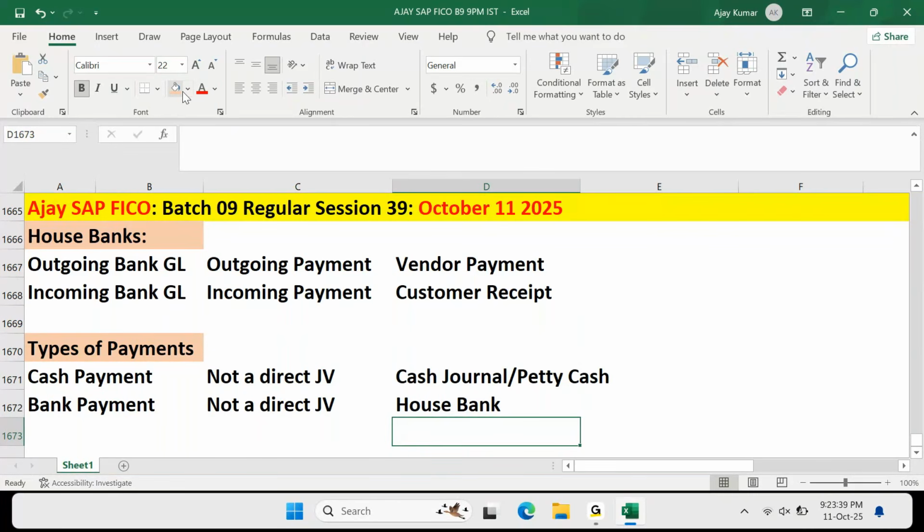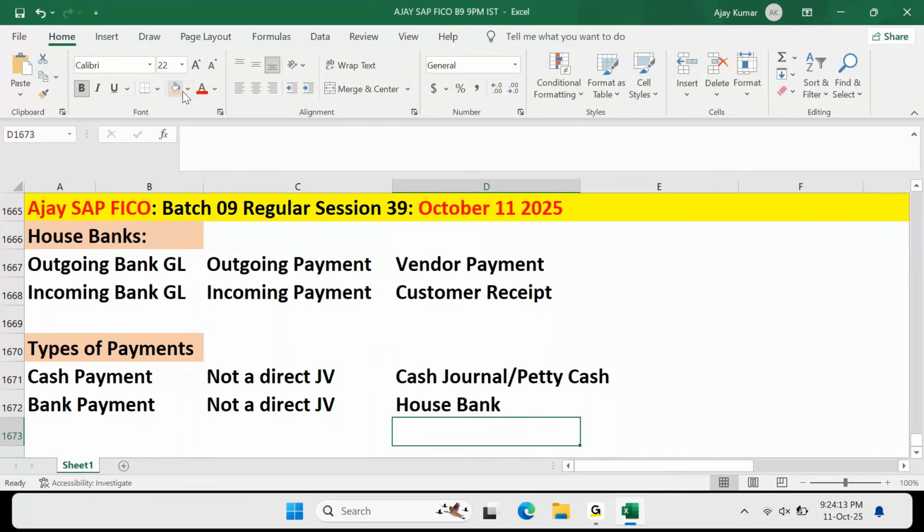The system will not stop you doing anything. You are free to do whatever you want in the SAP system, but you should know how exactly you need to do it in a project, and accordingly you need to do it. Similarly, when you post a direct entry into cash, the system will not stop you, but you need to understand how exactly this will be done in a project. Simple reason: to do a cash payment, petty cash or cash journal is required. To do a bank payment, a house bank is required. Correct or not?